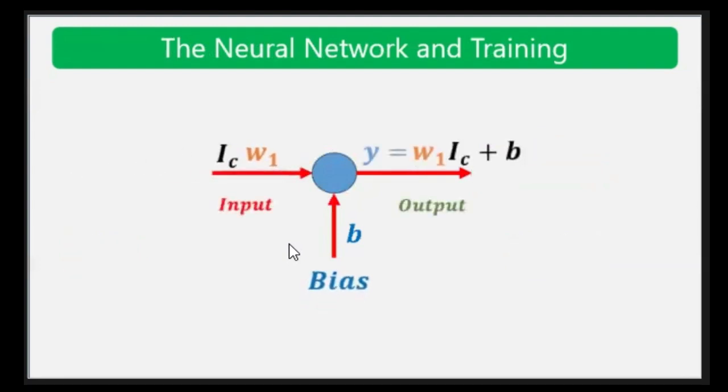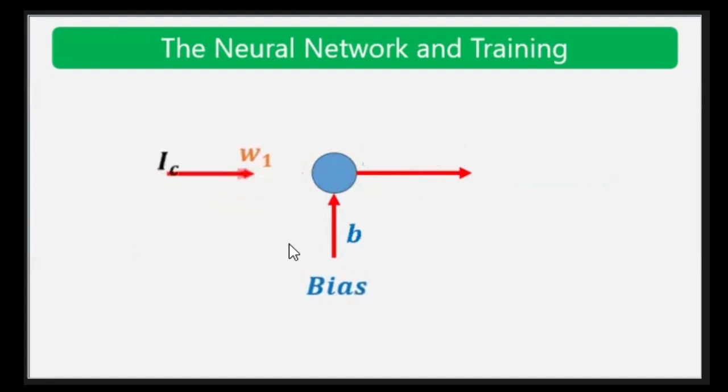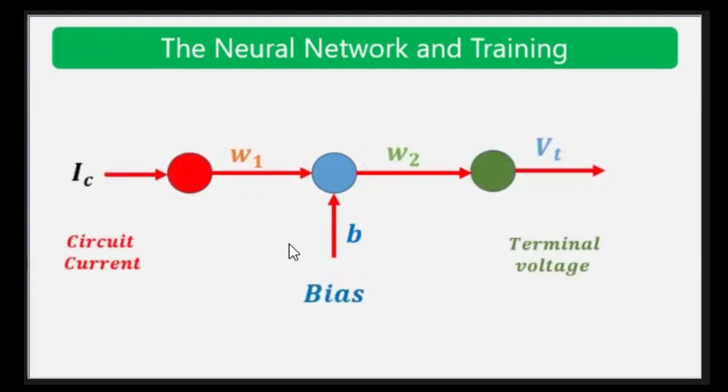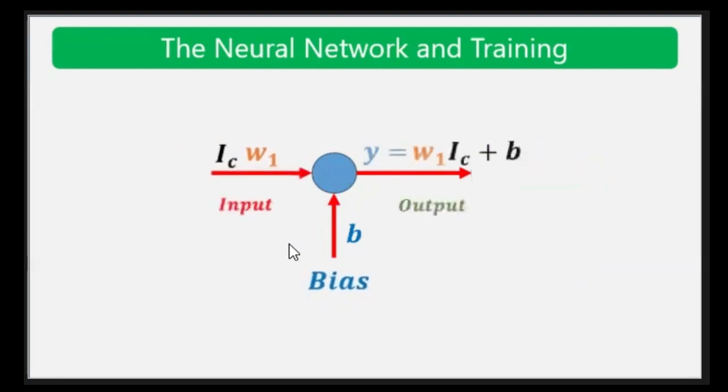First, we will calculate. What is the input to this neuron? IC into W1 is going to go into this neuron, right? Then what is the output of this neuron? That is going to be IC into W1 plus B.